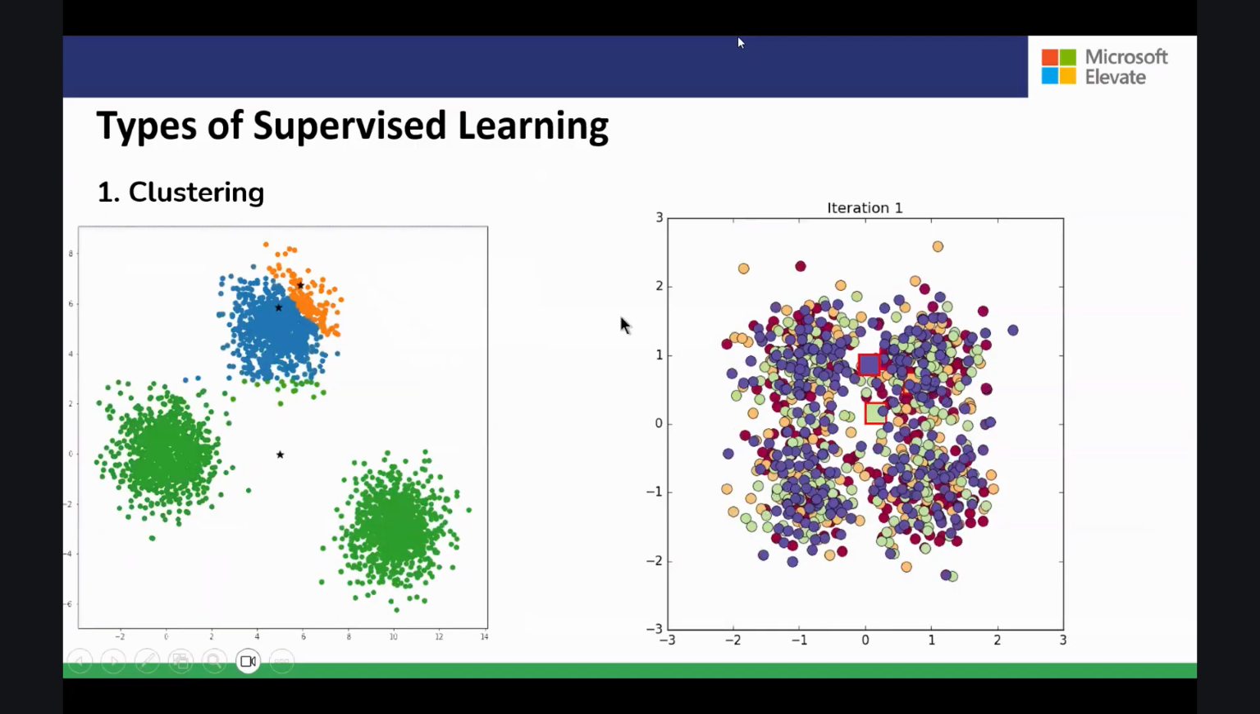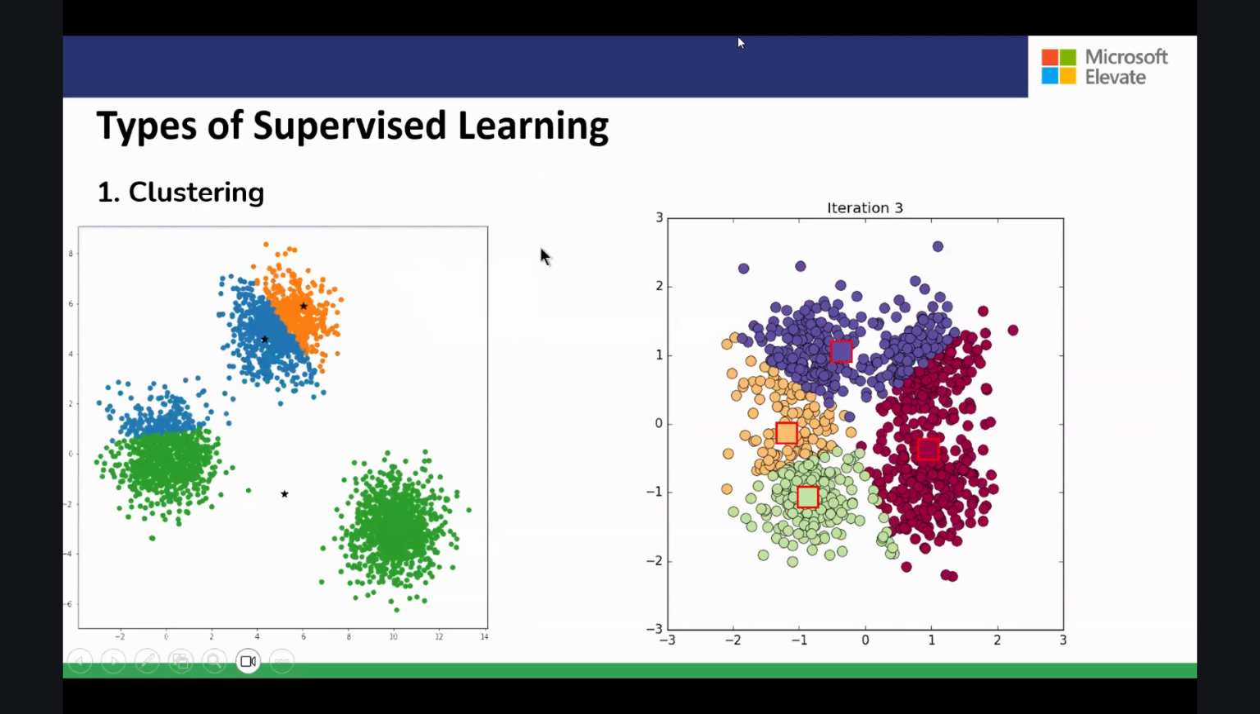Chalo. Now, in the right graph, you can see there are four clusters. Initially there were so many clusters, around 4 or 5, but eventually after learning, it has created exactly four clusters. Right. This is how clustering works.